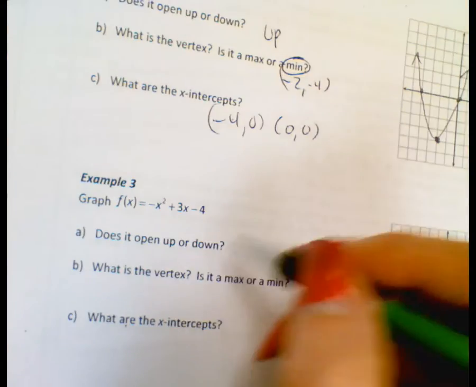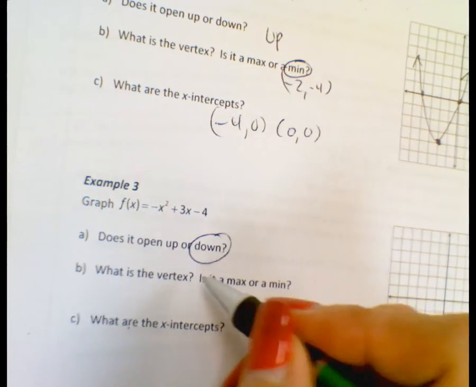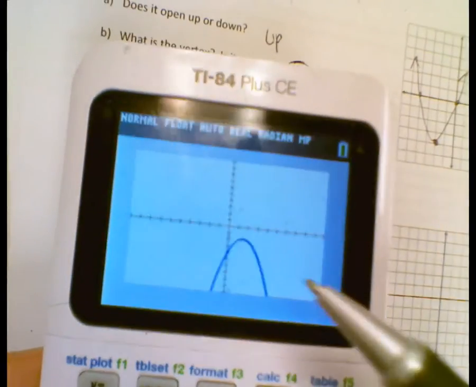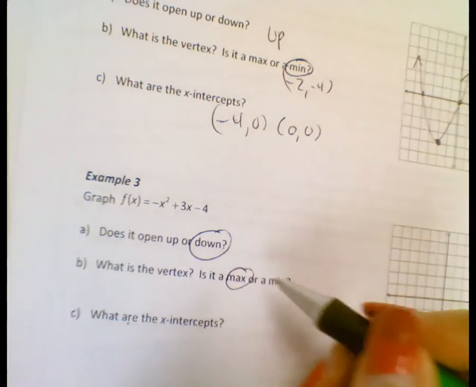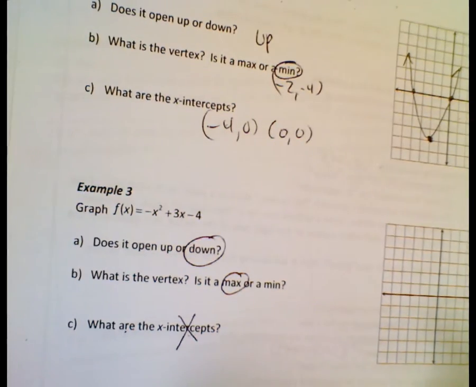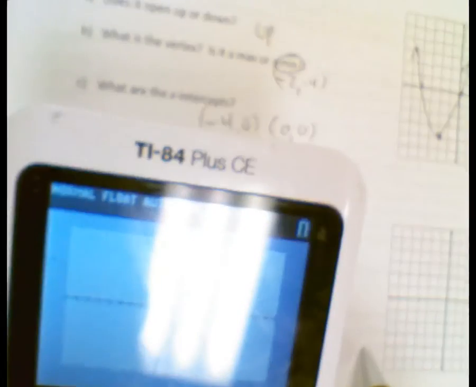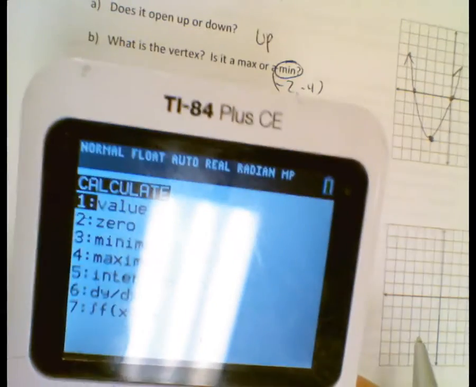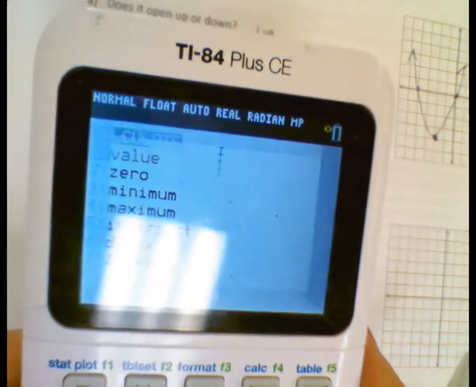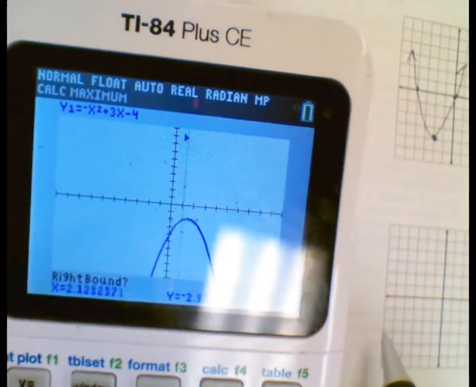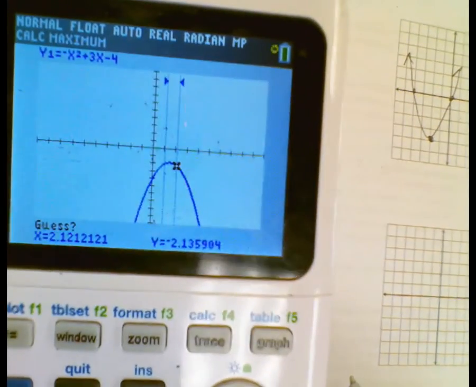So let's see. It opens down. There is a vertex, and this vertex is a max. It's the highest point. And we're going to find that, but there are no x-intercepts. It does not cross the x-axis. So to find the vertex, we're going to press trace, and then press second trace. And we're trying to find the maximum this time, so press 4. Left-bound guess, press enter. Right-bound guess, press enter, and press enter.